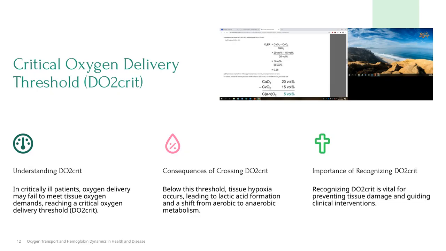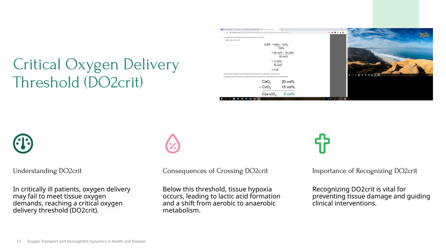Now, let's talk about what happens when oxygen delivery drops below a certain critical point, which we call DO2 crit. When this threshold is crossed, tissues can no longer get enough oxygen, and as a result, they become hypoxic. This lack of oxygen triggers the body to produce lactic acid, leading to a shift from the normal aerobic metabolism to anaerobic pathways. This shift is a clear sign that tissues are under stress and not receiving adequate oxygen.